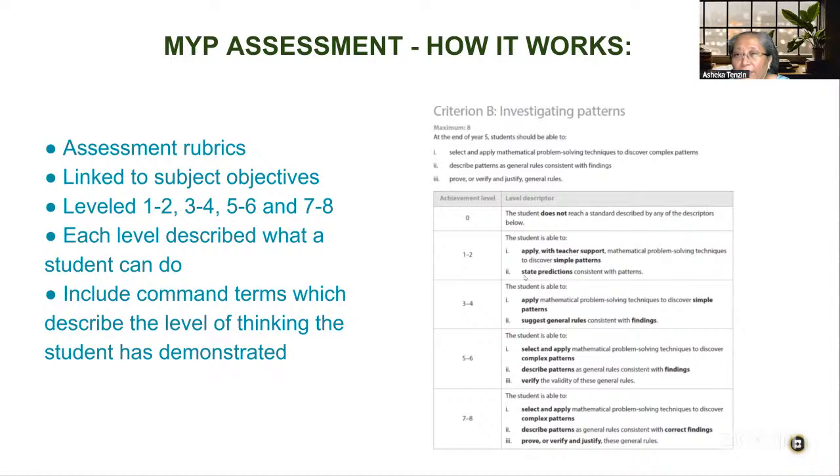Okay. And where will you find the command term definition? In your subject guide at the back in the last few pages. Okay, of the subject guide. So the actual definition of the command term is given and students should understand the definition of the command term in order to answer the questions correctly. So the understanding of the command terms is very important.